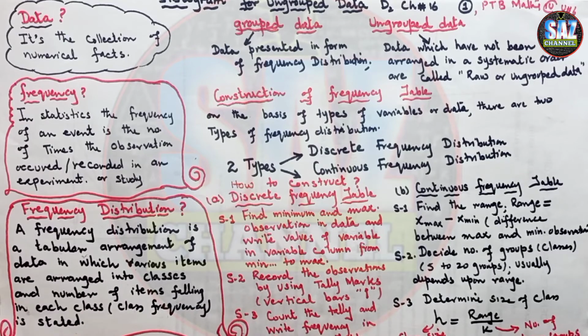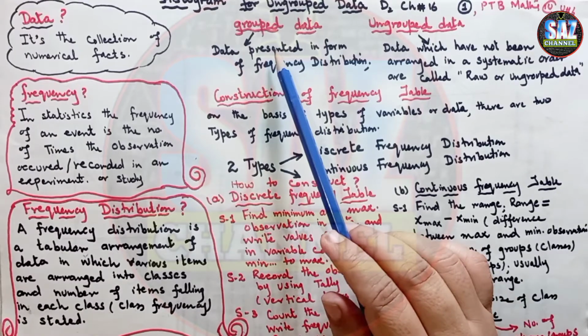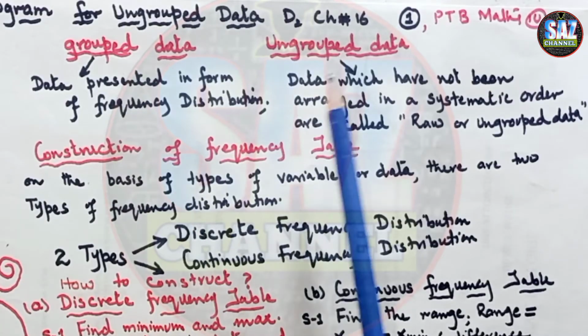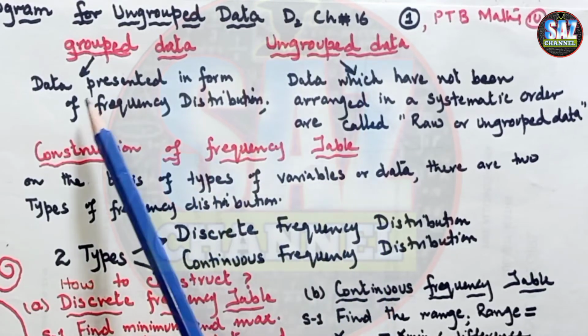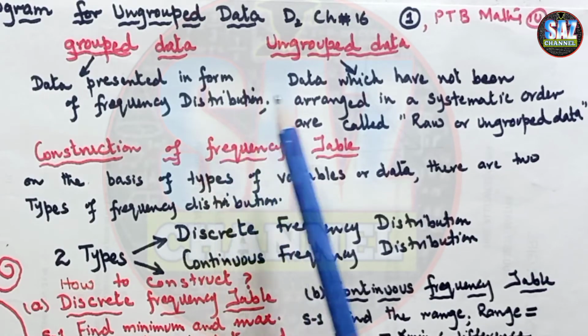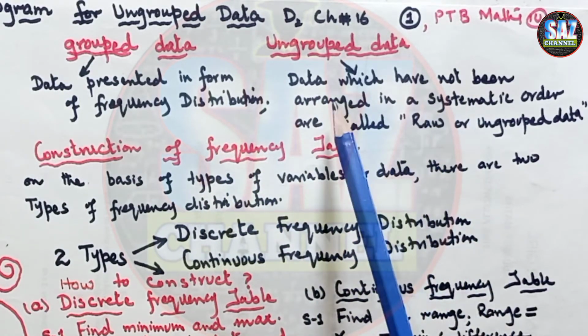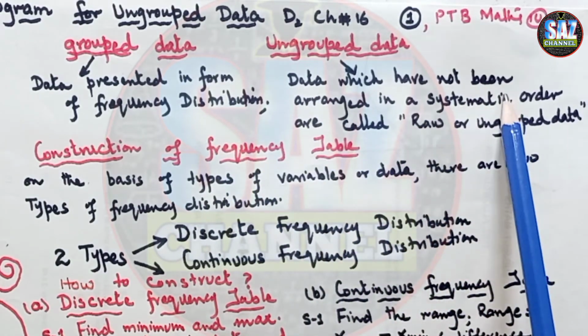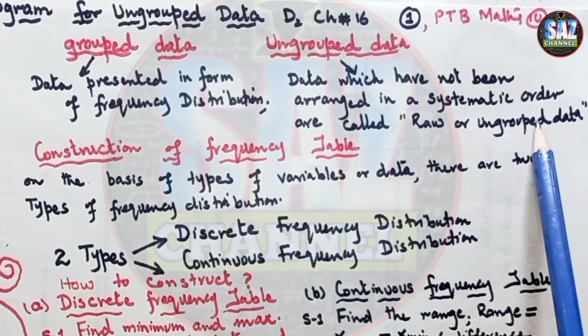Coming to types of data, we can have two types of data with us, the grouped data and the ungrouped data. Grouped data is presented in the form of a frequency distribution, and the data which have not been arranged in a systematic order are called raw or ungrouped data.